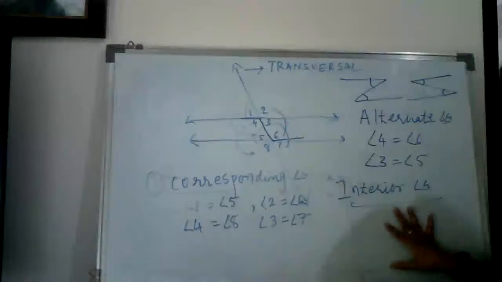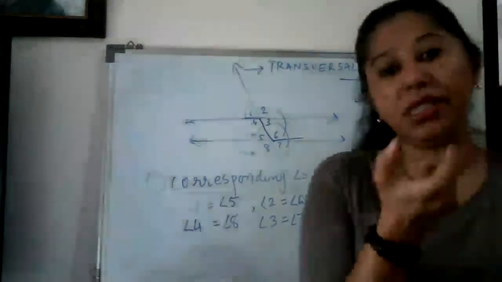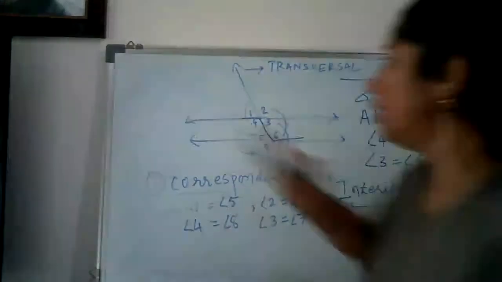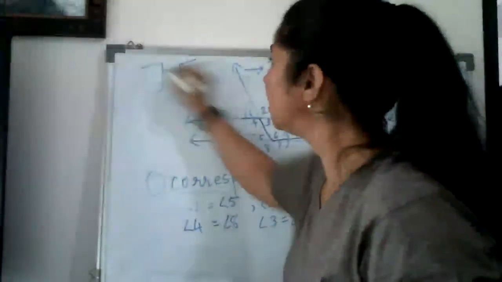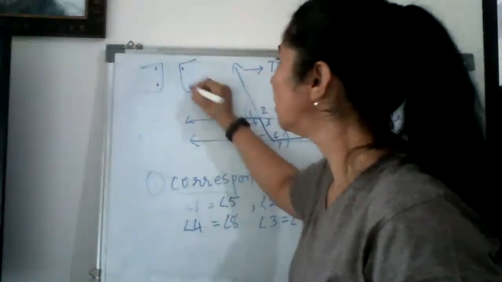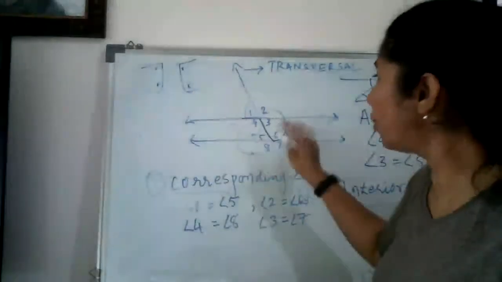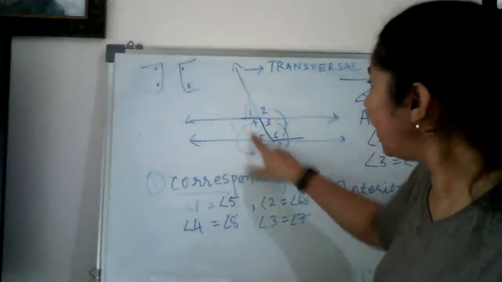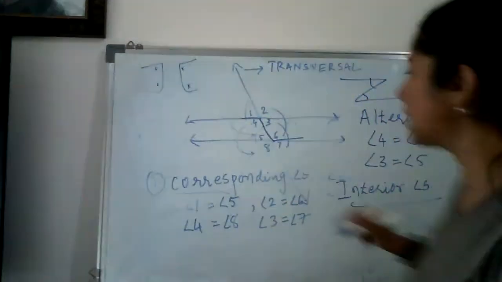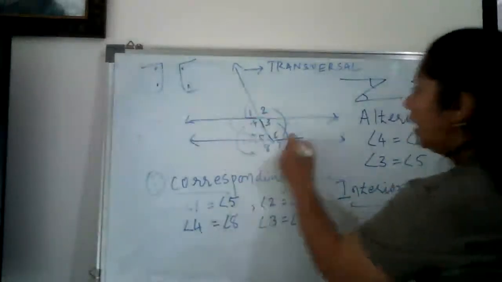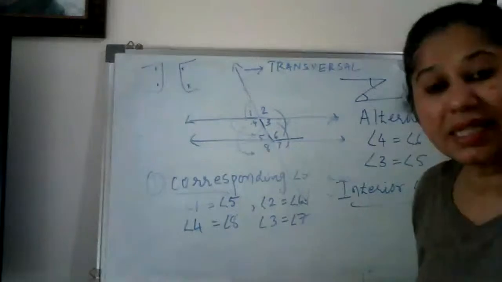When I talk about interior angles, what do you have to understand from the word interior? Something inside. Okay, so go for it. You could see something like this, isn't it? Could you see something inside? So when you draw two parallel lines, you get two pairs of angles on each side, which are inside. They're kind of making a C. Could you see this part? So these pairs are the pairs of interior angles.